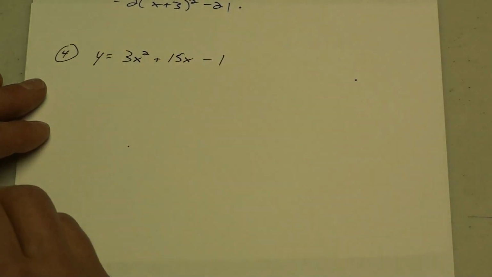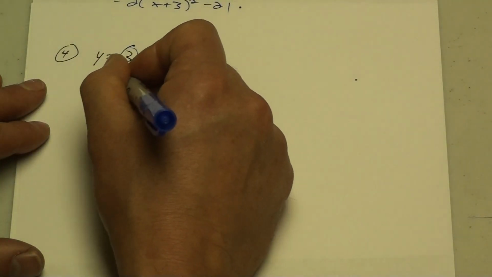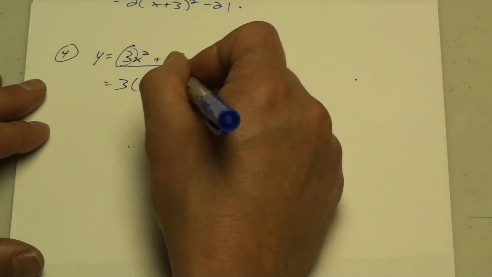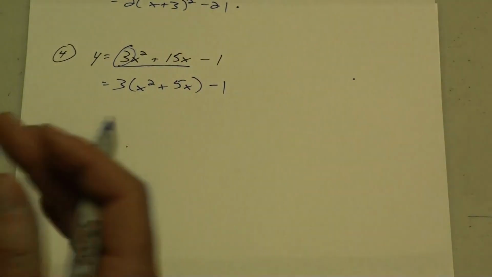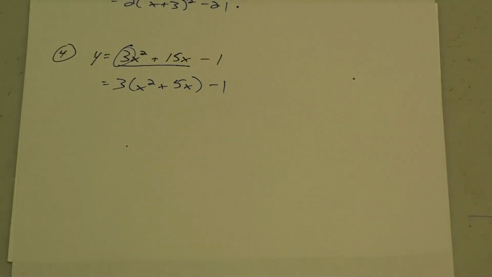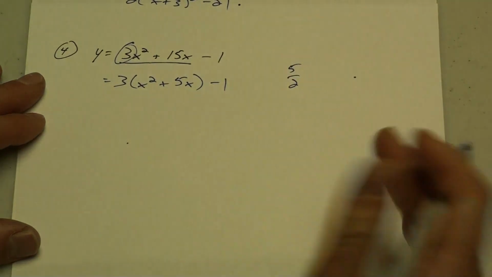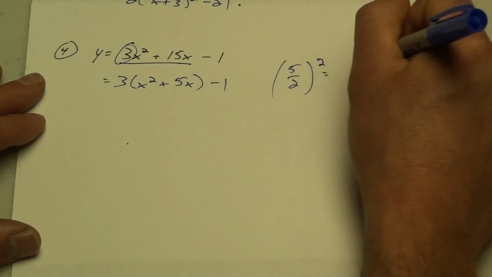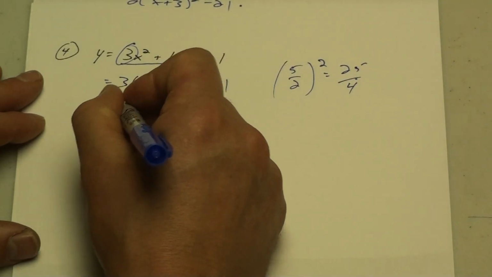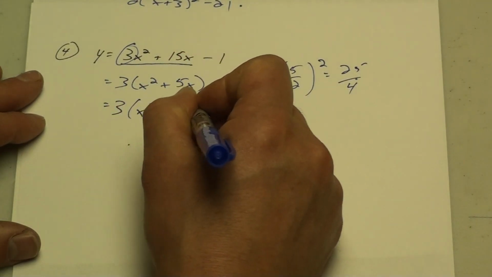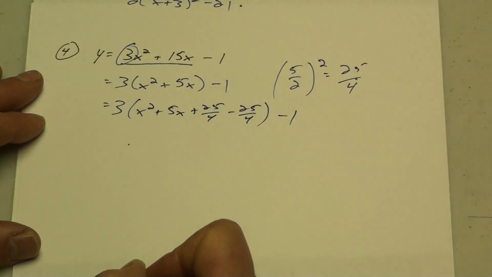Next example, again, divide the first two terms by that a value. So that's going to give me 3 bracket x squared plus, and then in this case it would be 5x, minus 1. Even if it doesn't divide nicely, it gives you a fraction or a decimal, you still divide that a term out front. Now I take that second term, 5, cut it in half, which is 5 over 2. I'm going to square it, which will give me 25 over 4. I want to deal with just fractions here. So I'm going to add and subtract it. Then I have my minus 1.